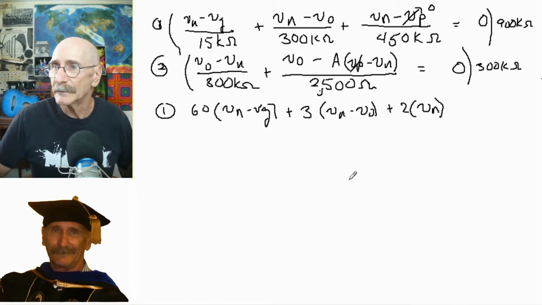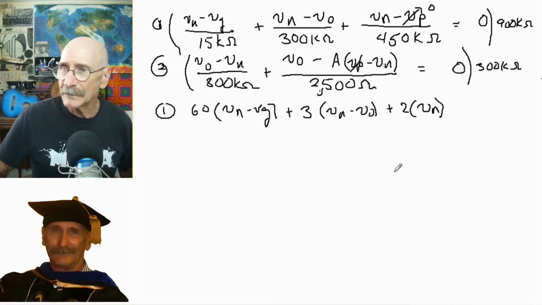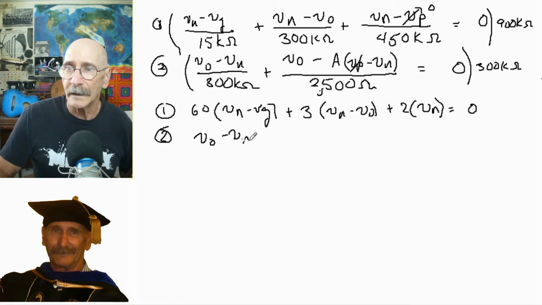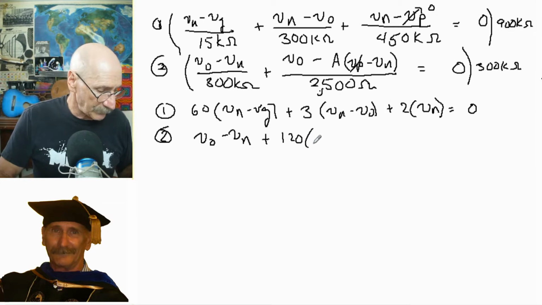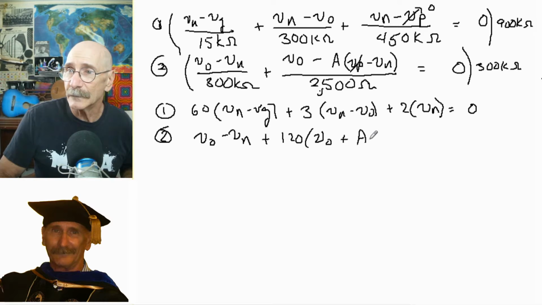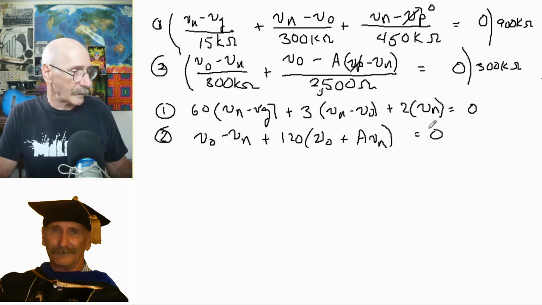Back to pencil. All this equals 0. On the second equation, this comes out to Vout minus Vn plus, it's going to be a big number, 120 times Vout plus A times Vn. And that equals 0 as well.